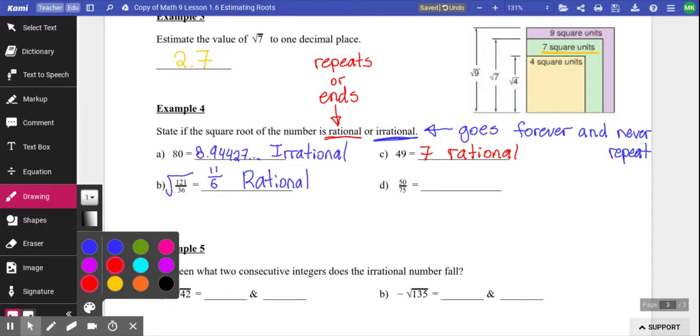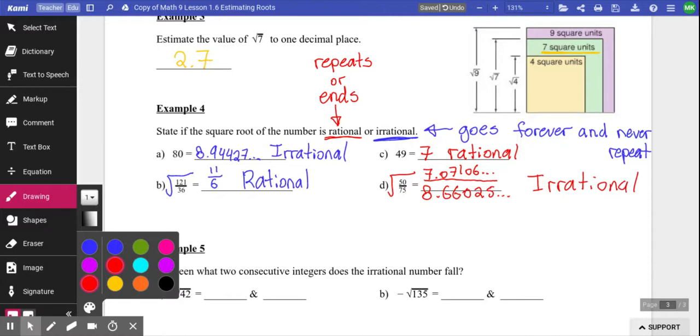If you look at D, we're square rooting a fraction, so we want to square root the top and bottom separately. The square root of 50 is irrational, 7.07106, and it keeps going. The square root of the bottom number, 75, is 8.66025, and it keeps going. If one of the top or the bottom is irrational, the entire thing's irrational.